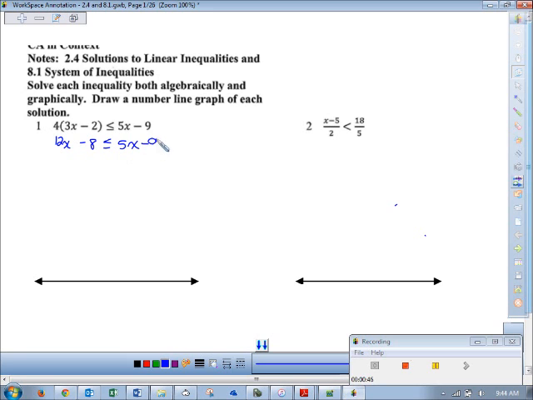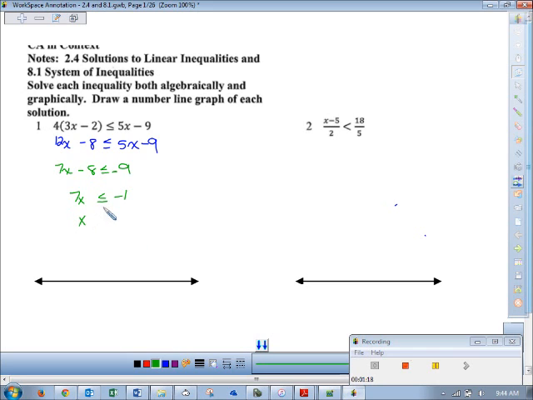And then it doesn't matter which side of the inequality symbol you move x to. I'm a big believer in moving it to the left side because that's how we read. We read from left to right. So I will subtract 5x from both sides. 7x minus 8 less than or equal to negative 9. Right? Add 8 to both sides. 7x less than or equal to negative 1. Correct? And then divide by 7.